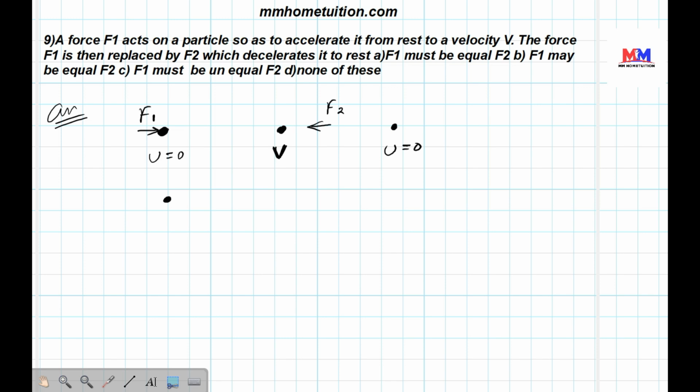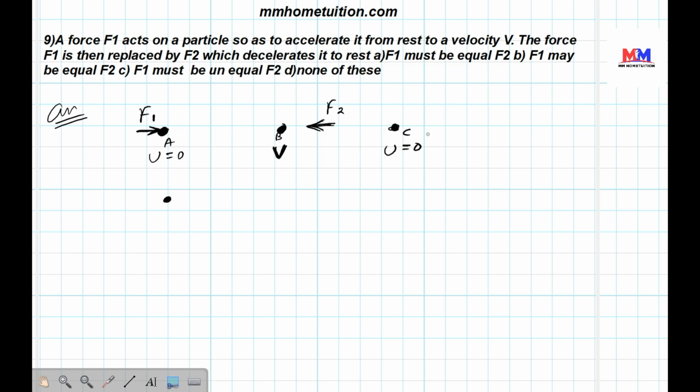So what will be the condition? So there are different conditions. The body started from position A and moved, going from 0 to velocity v. So when force F1 acts on the body, then due to the retarding force F2, the body comes to rest. That is the final position. Then the body comes to rest. So what will be the final value?